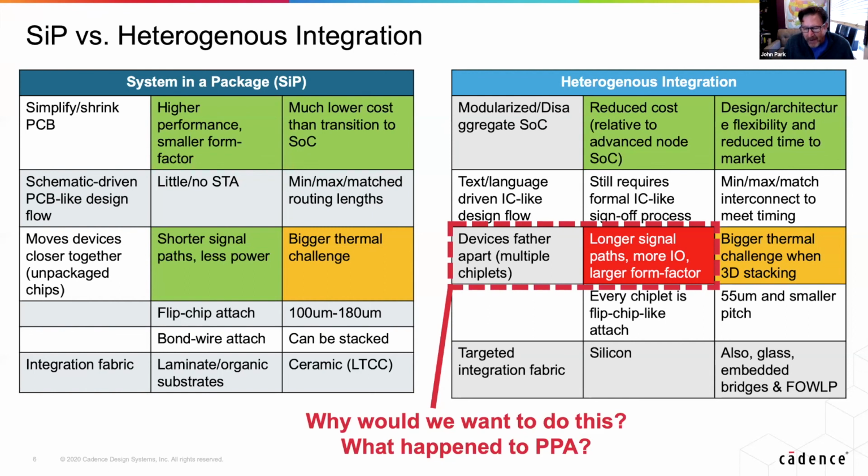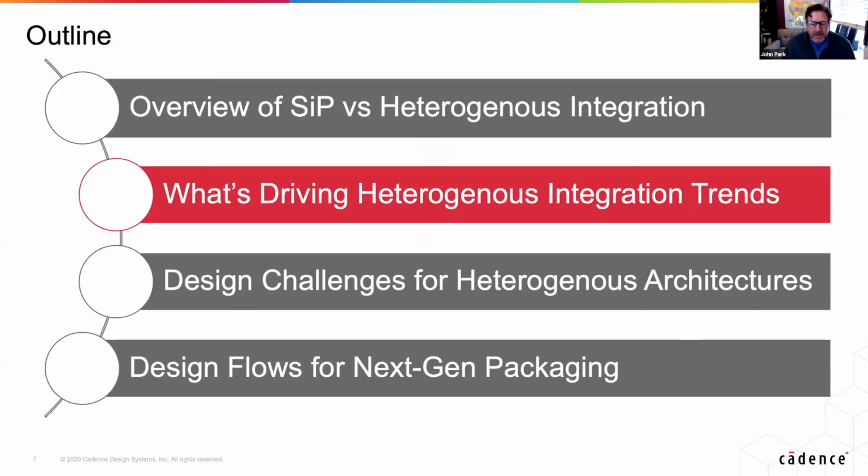Because higher, more power consumption, higher, larger form factor, lots of bad things happen. So why are people doing these heterogeneous integrated architectures? Before we talk about what's driving this trend towards heterogeneous integration, any questions about the last 3 or 4 slides?